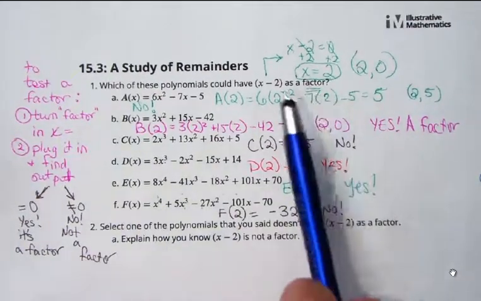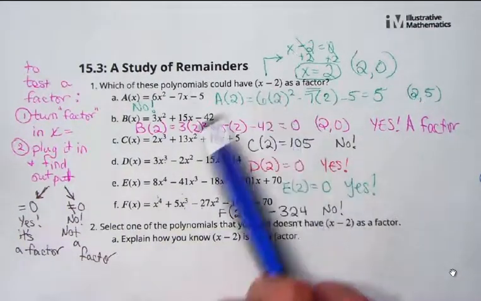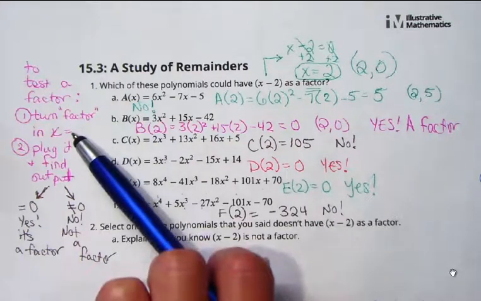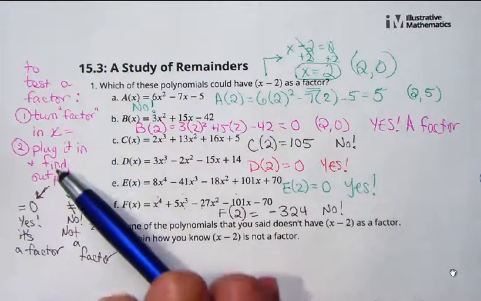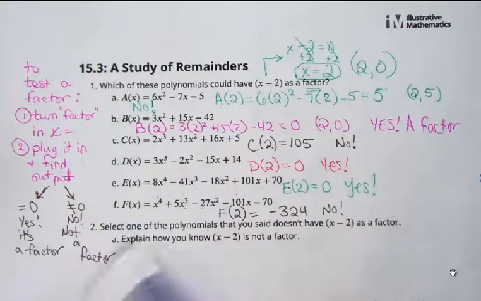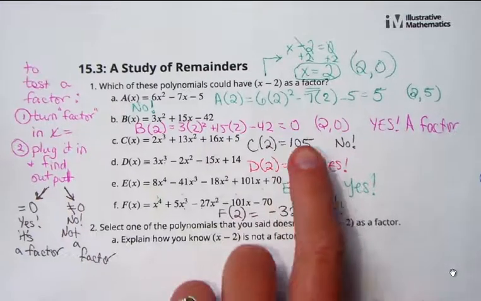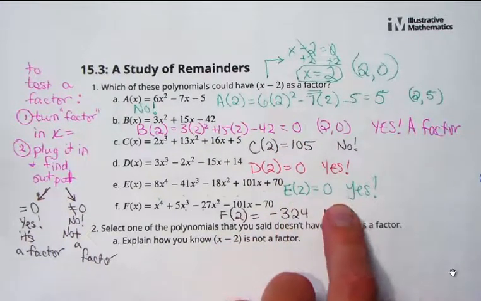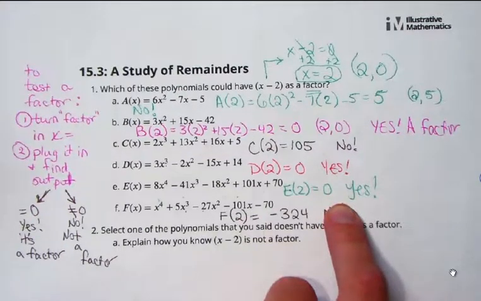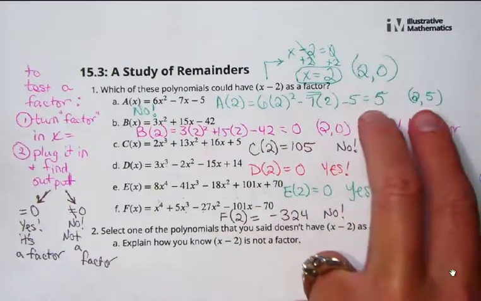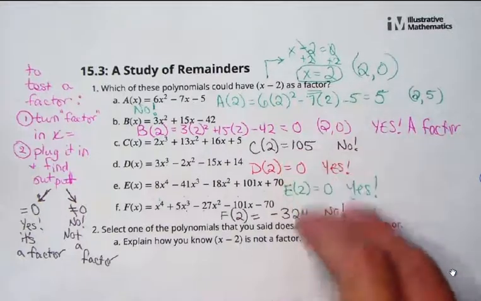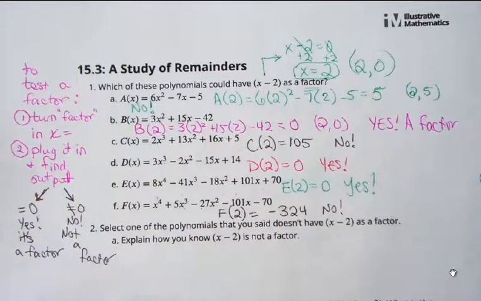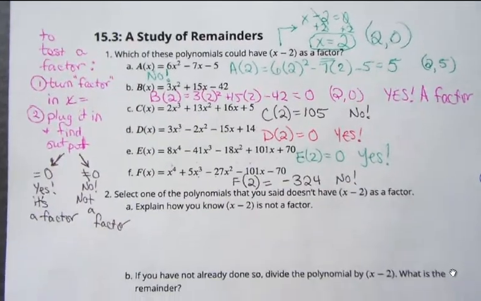So for each of these, I turned the factor I'm testing into a 0, into an x equals. I took that value and plugged it into the equation and found the output. Only if the output was 0 did I say, yes, I have a factor. When my output was anything other than 0, like 5 or 125 or negative 324, it doesn't matter what that number is, it tells us that it's not a factor.